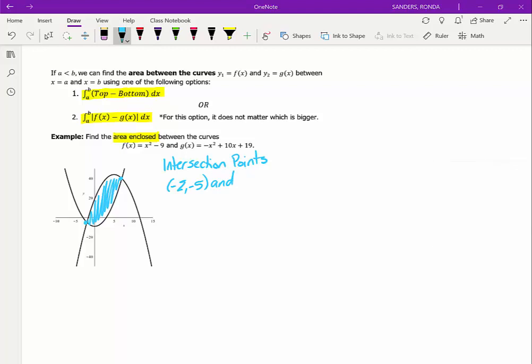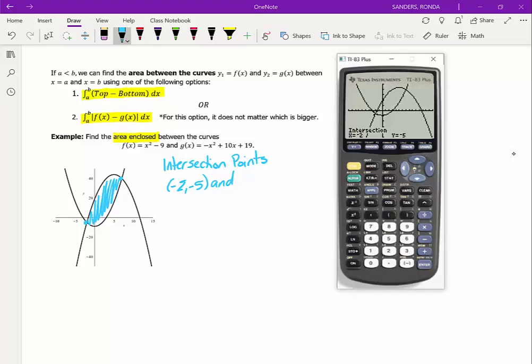When we want to calculate our second intersection point, we go back to second calc and number 5 for intersect. It's important here that you move your cursor so that we are closer to the second intersection point than we are to the first. When it says first curve, press enter. When it says second curve, press enter. When it says guess, just press enter one more time. We get our second intersection point of 7, 40.